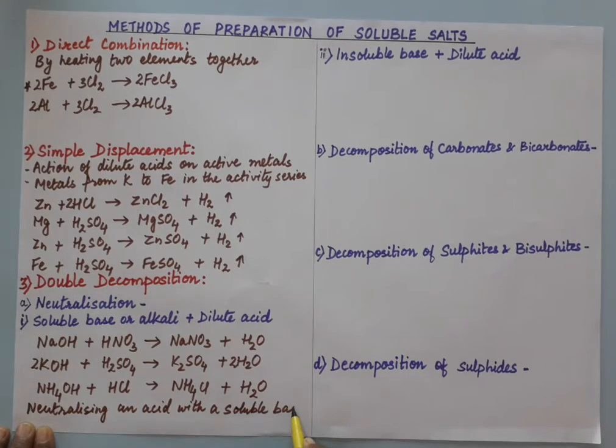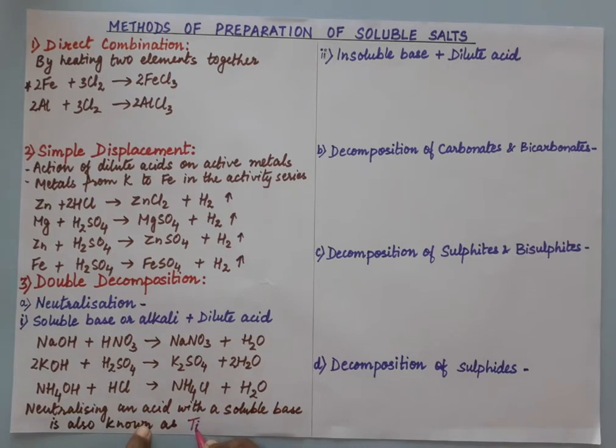Soluble base is also known as titration. Here we use an indicator, and by the color change we come to know how much acid is required to neutralize the base, and this is known as titration, right? So when you are using this soluble base with an acid, that whole process, by using an indicator, is titration. Now next is insoluble base.